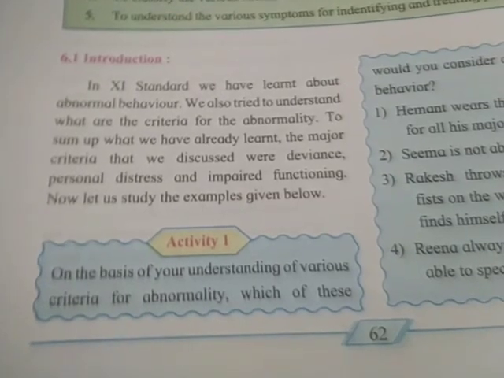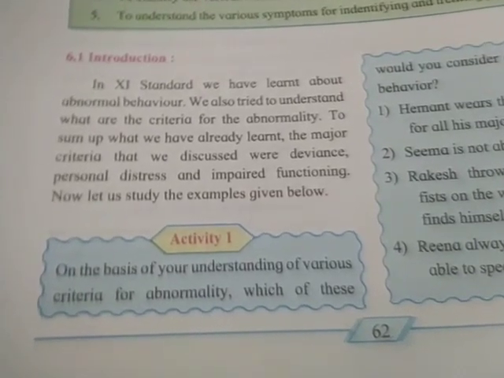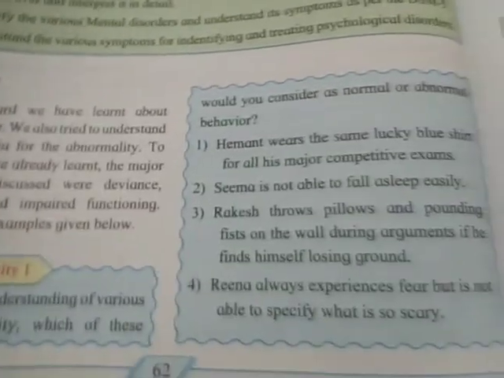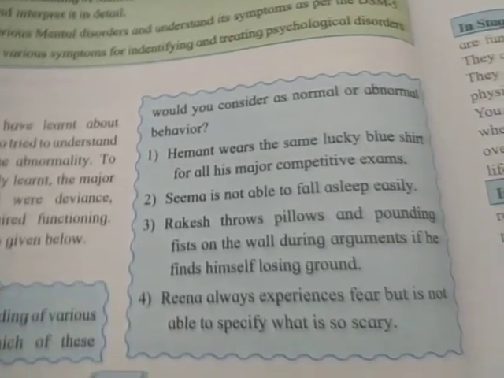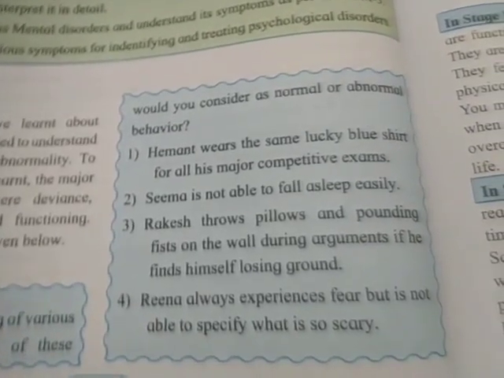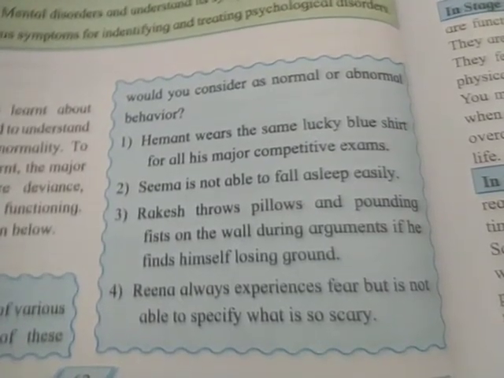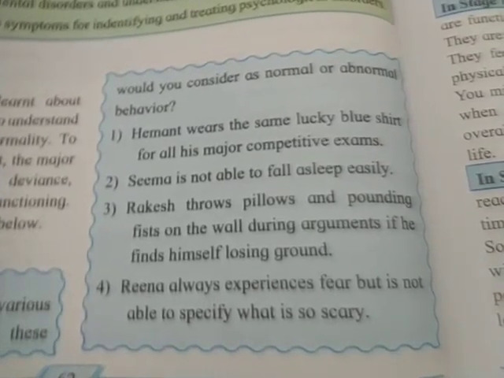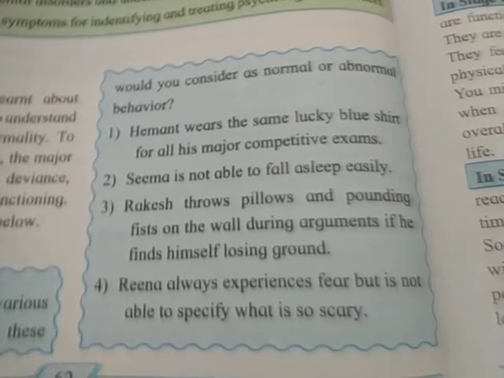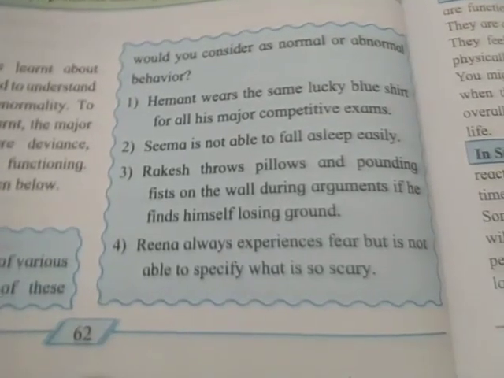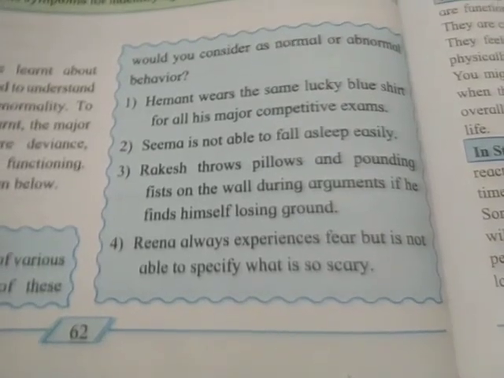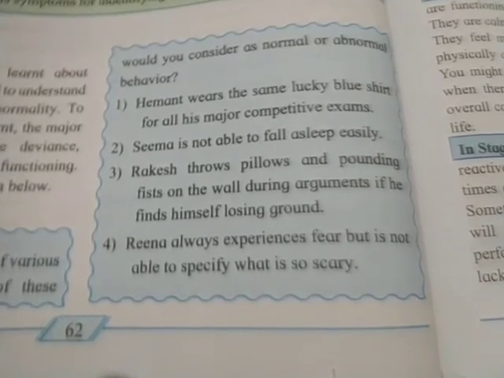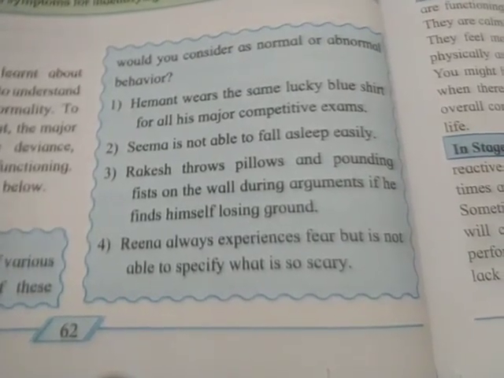Activity 1. On the basis of your understanding of various criteria for abnormality, which of these would you consider as normal or abnormal behavior? First, Hemant wears the same lucky blue shirt for all his major competitive exams. Second, Seema is not able to fall asleep easily. Third, Rakesh throws pillows and pounds his fists on the wall during arguments if he finds himself losing ground. Fourth, Reena always experiences fear but is not able to specify what is so scary.